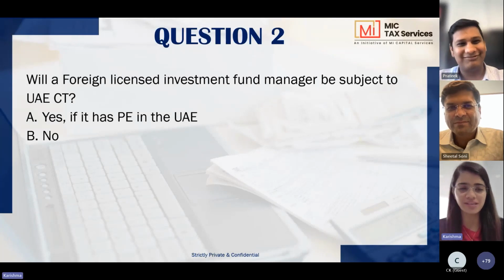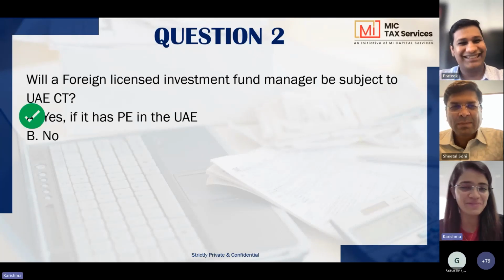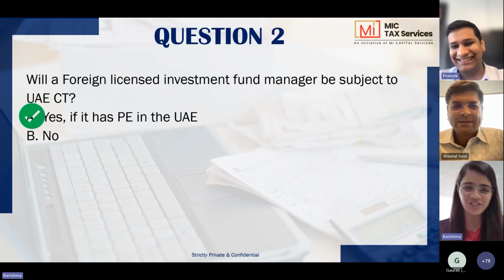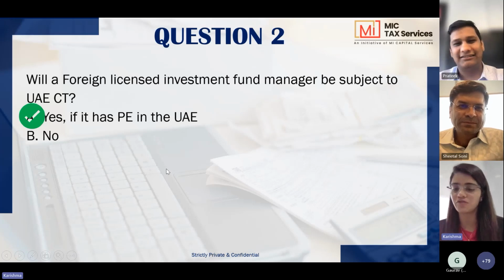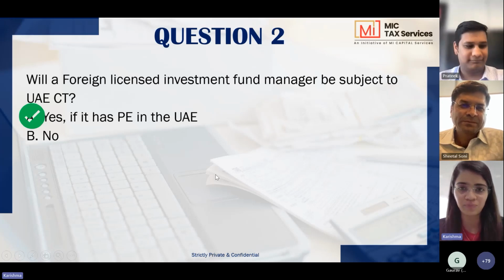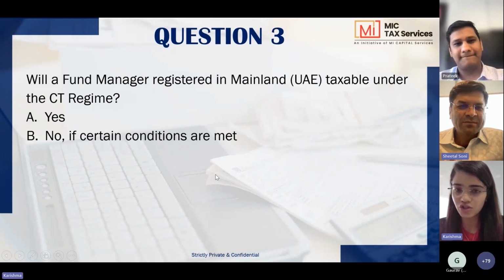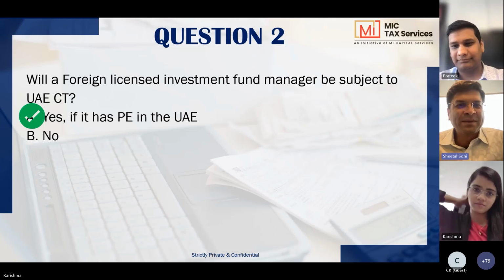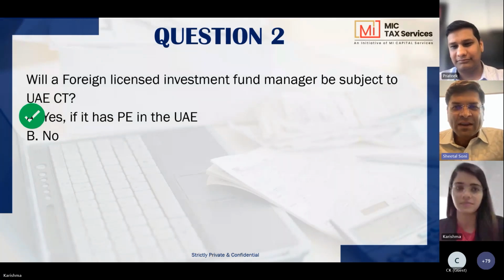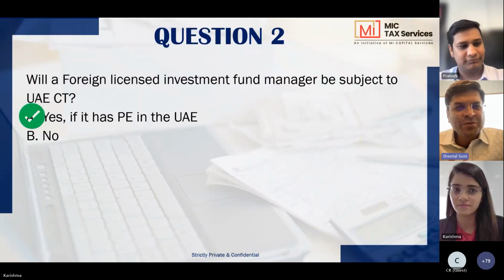So I hope we were able to make people understand it in a better language. Correct. So the answer is yes. If it has a permanent establishment in the UAE, then the foreign licensed fund manager would come under the corporate tax purview. Karishma, before you move on, for people who are not tax people, can you clarify what a permanent establishment is? How does somebody create a permanent establishment, in a very simple way, in layman's language?